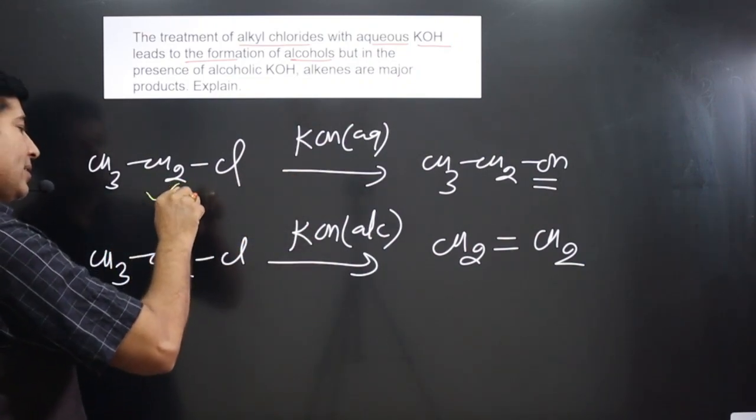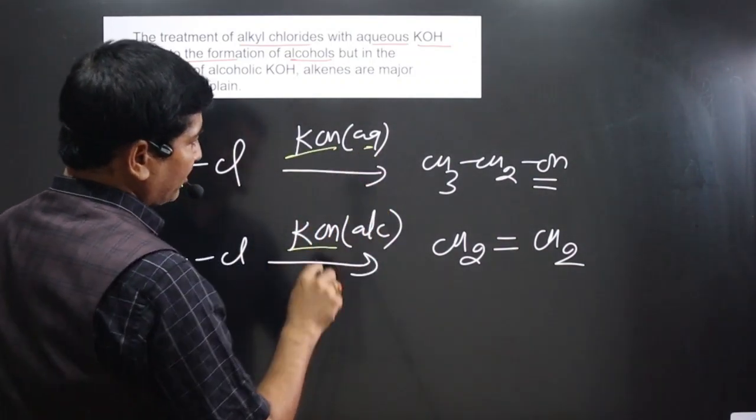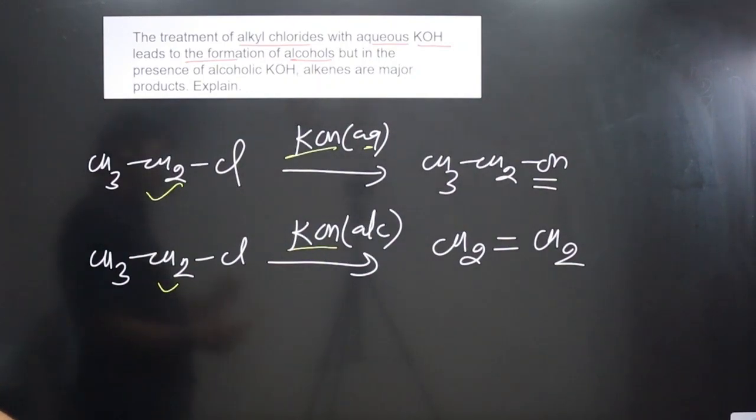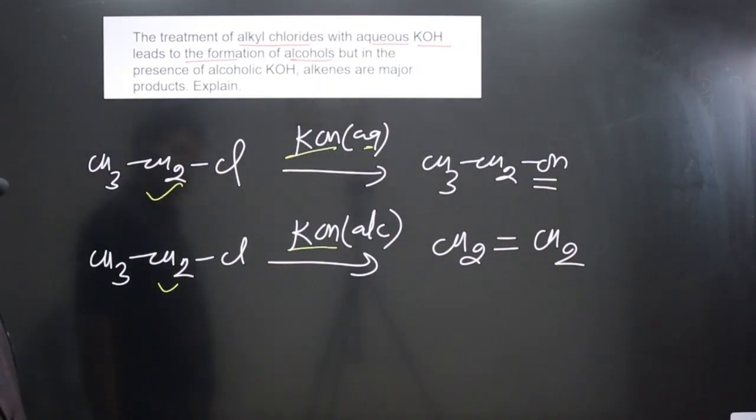You can see the reactant is the same, KOH is also the same, but the medium is different. When the medium is different, the product is different. Let's understand very carefully how it occurs.